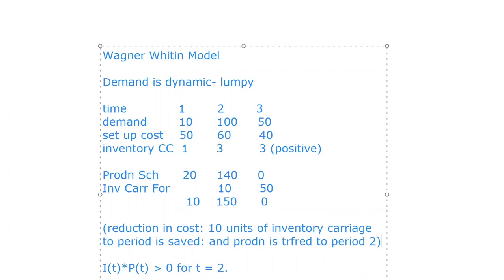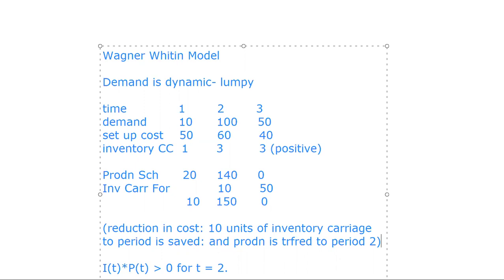Okay. See, there is a difference. Dynamic demand means it is deterministic. It is with probability 1. But demand is lumpy as it is, 10, 150. It is not uniform as was assumed in the EOQ model. And as we said in the first class, we are going to relax assumptions one by one. So this is the relaxation in assumptions that we are making.